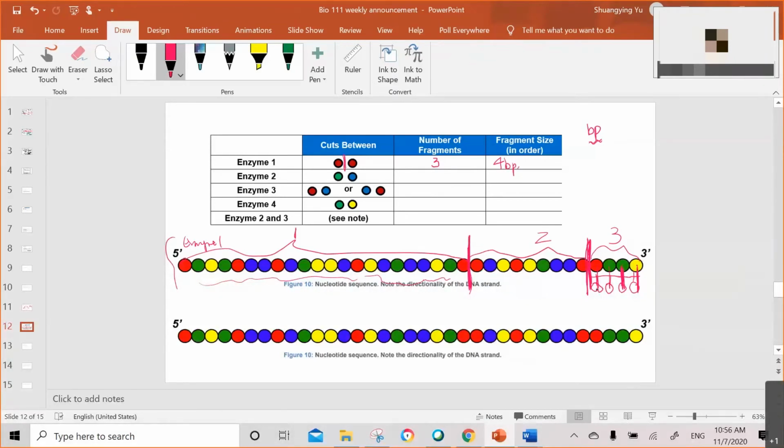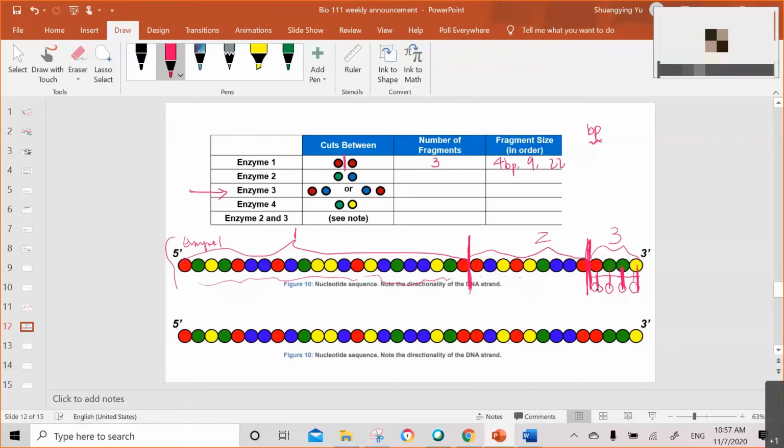What about the size of fragment 2? How many nucleotides? 9. That's correct. Very good. I'm skipping writing the BP. Now the last one is very long, so I'm not going to count it here to save time. You can count how many nucleotides are in that fragment later. I think 22. I think you're right. So the first one is 4, 9, and 22. Very good. Now let's look at enzyme 3.